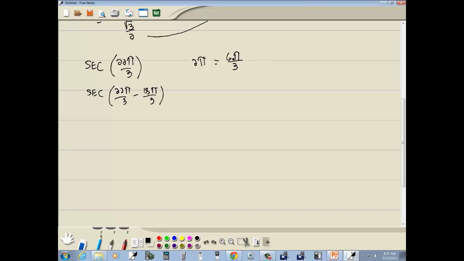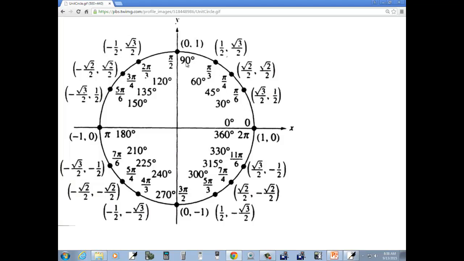Okay, yeah, 18 divided by 3 is 6. So 6 pi. So remember, we can add or subtract multiples of 2 pi. 2 pi, 4 pi, 6 pi, and so forth. Okay, so 22 minus 18 gives us 4 pi over 3. And 4 pi over 3 is on our unit circle. As we scan around here, here's 4 pi over 3. So working with this point right here.